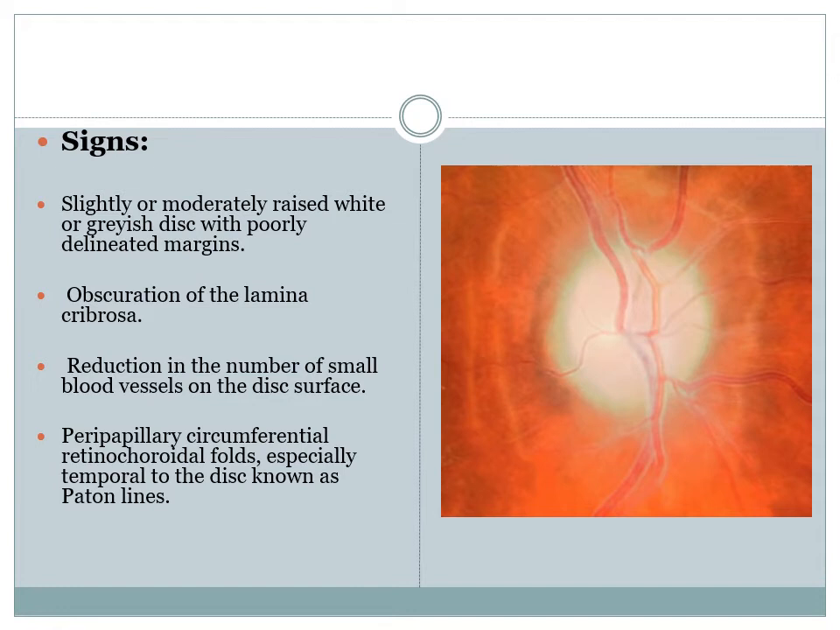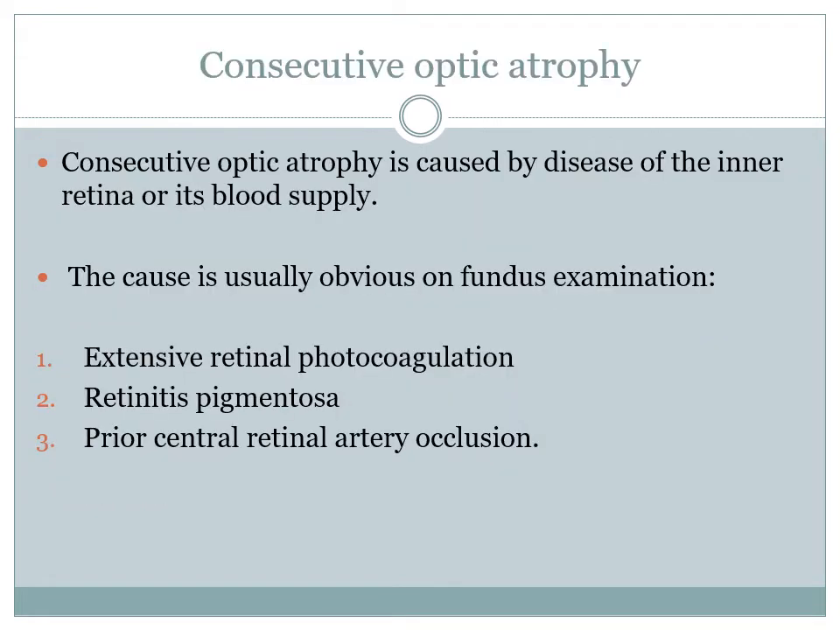Peripapillary circumferential retinochoroidal folds. There can be evidence of peripapillary circumferential retinochoroidal folds, especially temporal, which are known as pattern lines, which we see with the papilledema. So they will be present here also in post-papillitic optic atrophy.